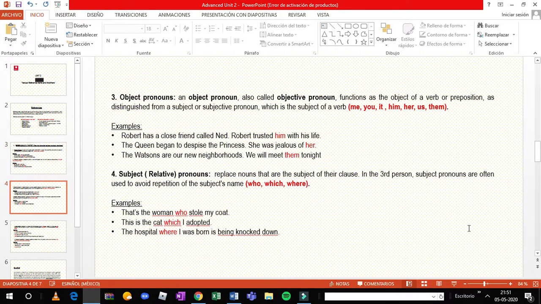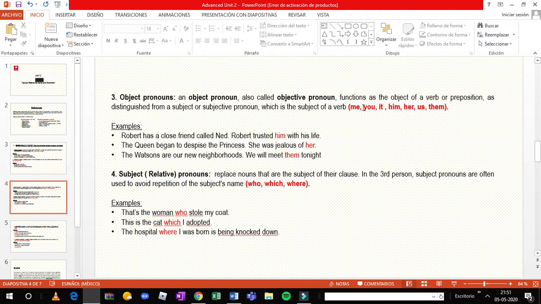Luego tenemos object pronouns. An object pronoun, also called objective pronoun, functions as the object of a verb or preposition, as distinguished from a subject or subjective pronoun, which is the subject of a verb.